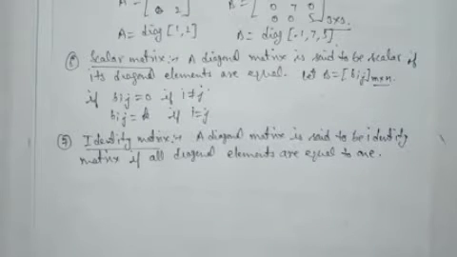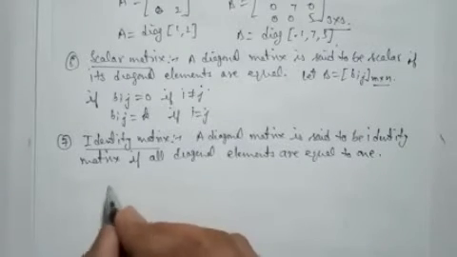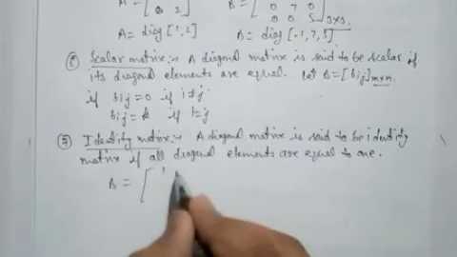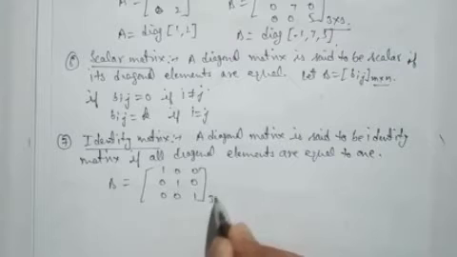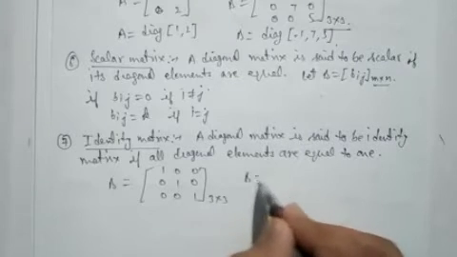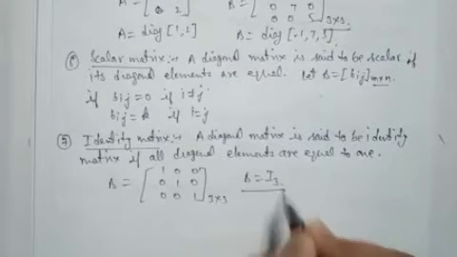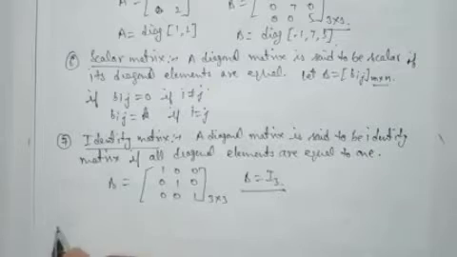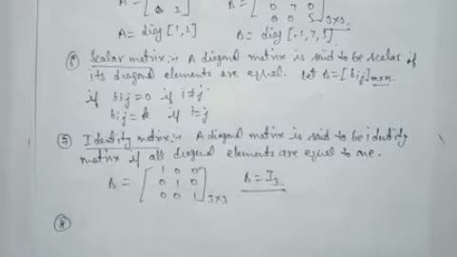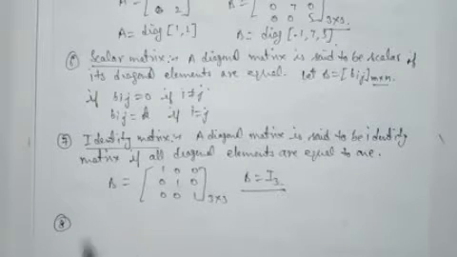All diagonal elements are equal to 1. For example, if we take 1 0 0, 0 1 0, 0 0 1, which is 3 cross 3, we can write I3. I for identity matrix and 3 stands for 3 cross 3 matrix. Clear?